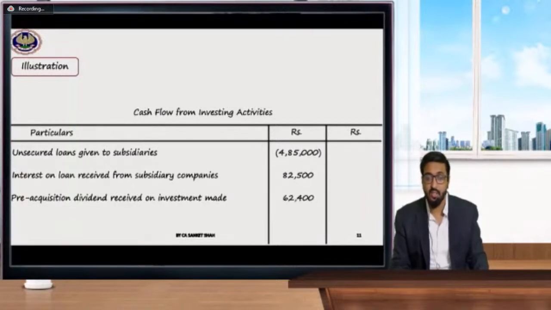So pre-acquisition dividend, what are my expectations from you? You should write bank account debit to investment and bank account debit to P&L. So bank account debit to P&L for post and pre-acquisition bank to investment. It matters in our basic regular books of accounts, but it doesn't matter in cash flow statement because those both activities are investing activities.